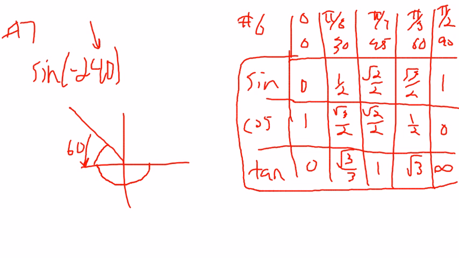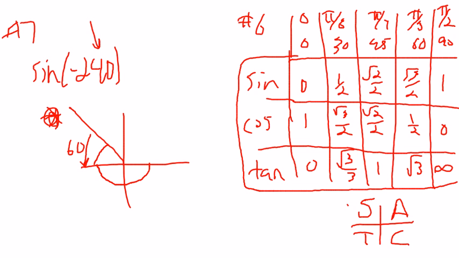The other thing I need to have, and I'll write it over here, is the appropriate mnemonic: All Students Take Calculus. So in this quadrant that we're in right here, it's quadrant 2. You look over at the ASTC, or All Students Take Calculus. That is positive, because the S tells us that sine is positive there. It's the only one that's positive.